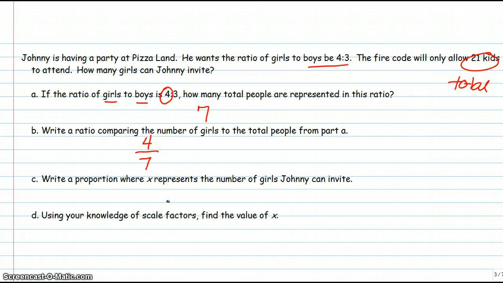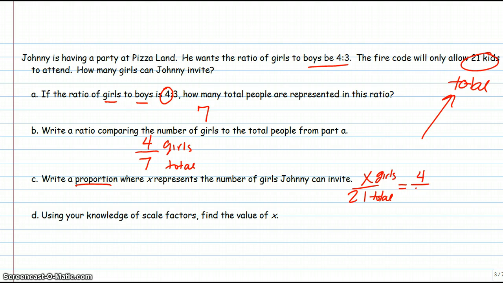Then write a proportion where X represents the number of girls that Johnny can invite. Well, Johnny can invite X girls out of a total of 21 that the fire code will allow him to have. Well, a proportion, though, has to be equal to something. So this is girls, and this is total. This is girls, and this is total. So they can be set equal to each other. I want X out of 21 to equal 4 out of 7.